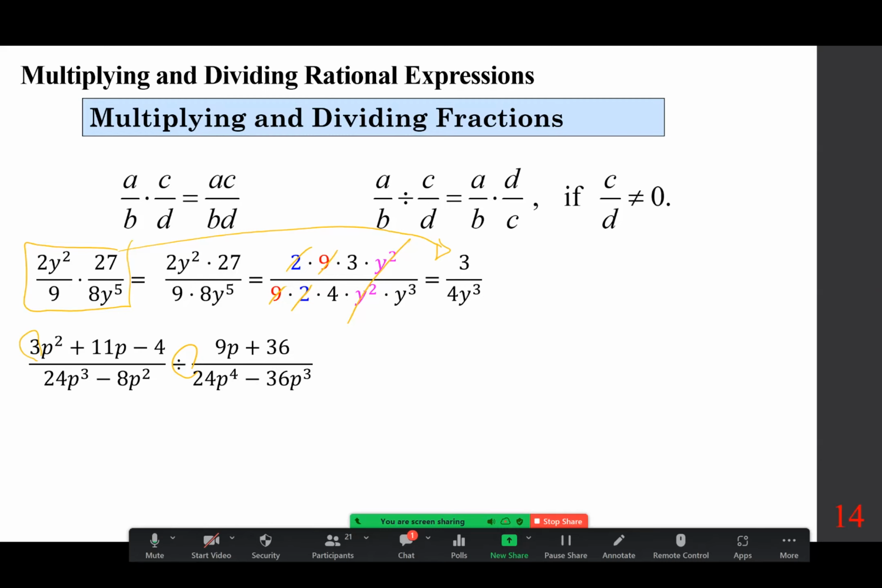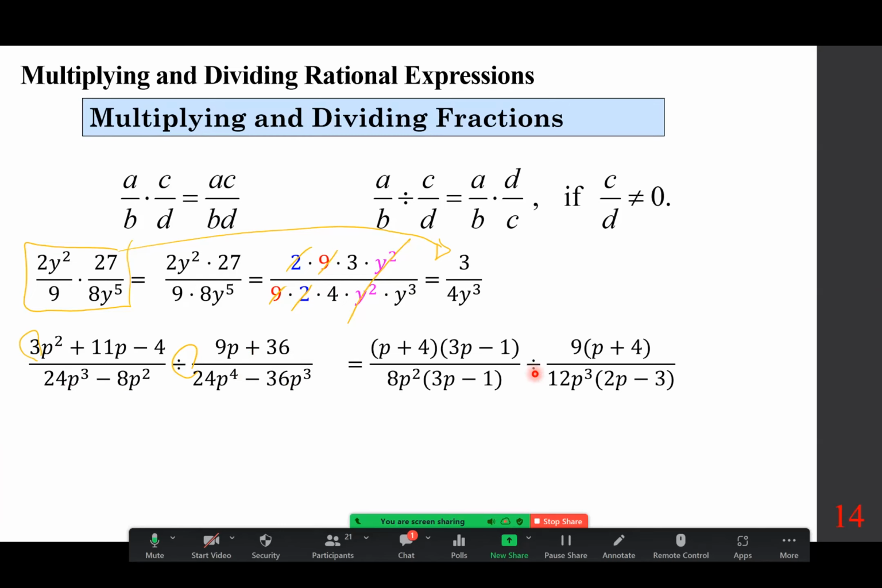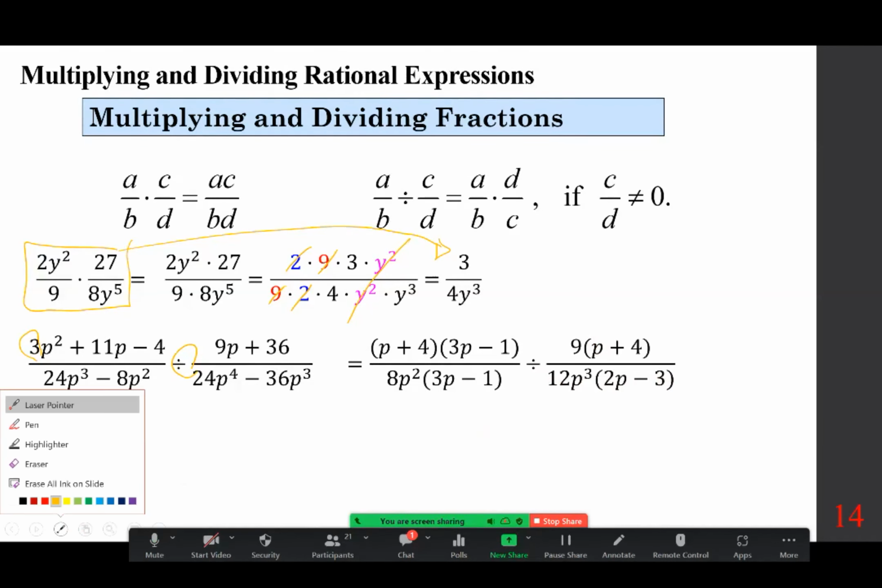So over here, you take out 8p squared. Over here, you take out 9. Over here, you take out 12p cubed. So you do that, and now the division becomes a multiplication by bringing this up and this down. So again, let me put a red mark next to it. This will flip this over such that this goes down, this goes up.